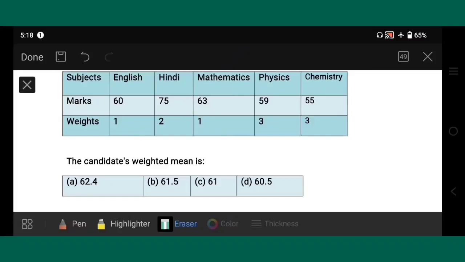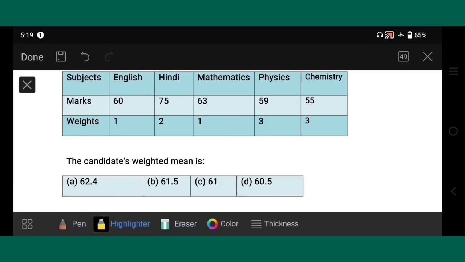Question number 55. A candidate obtains the marks as given below: English 60, Hindi 75, Mathematics 63, Physics 59, Chemistry 55. So we have been given subjects English, Hindi, Mathematics, Physics, Chemistry, and the marks 60, 75, 63, 59, 55, and the weights 1, 2, 1, 3, 3. The candidate's weighted mean is, options are 62.4, 61.5, 61, and 60.5.